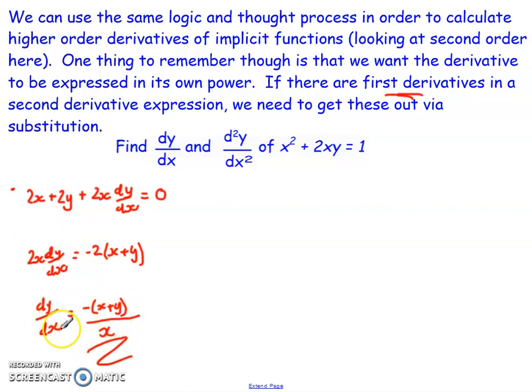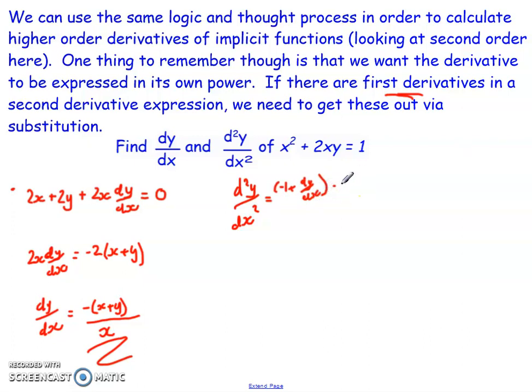Cancel out the 2's when I divide through, and I've got it there in its simplest form. So now I know dy by dx, I know an expression for it. I now have to calculate d2y by dx squared. Now, for this sort of format here, this is where we use the quotient rule. Derivative of the top times the bottom, take away derivative of the bottom times the top, all over the bottom squared. So if I do derivative of the top first, what I end up getting is negative 1 plus dy by dx.